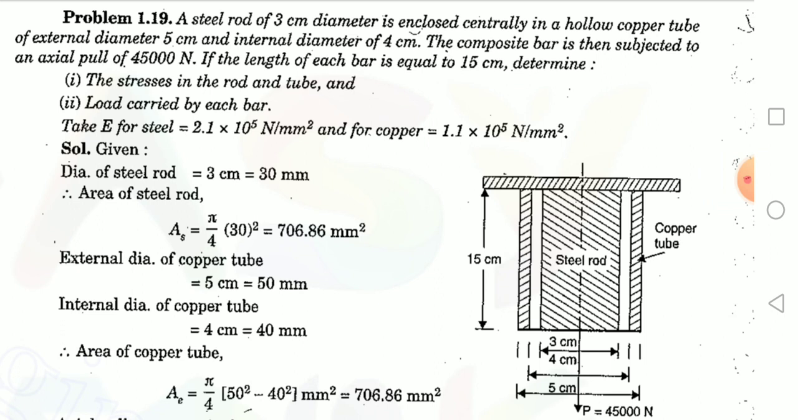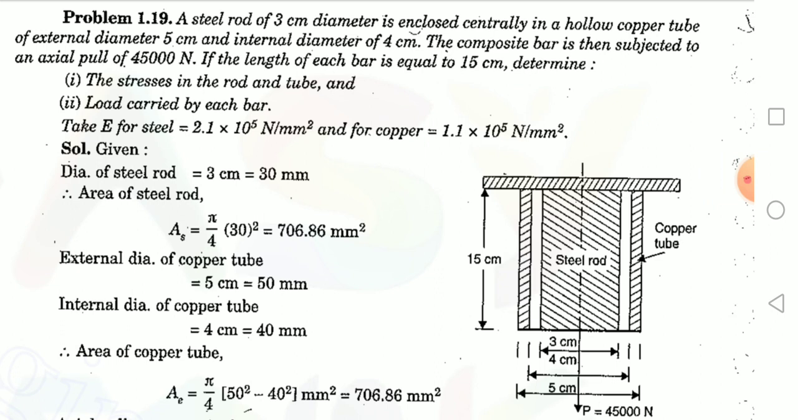A steel rod of 3 centimeter diameter is enclosed centrally in a hollow copper tube of external diameter 5 centimeter and internal diameter 4 centimeter. The composite bar is then subjected to an axial pull of 45,000 Newton. If the length of each bar is equal to 15 centimeter, determine the stresses in the rod and tube and the load carried by each bar.